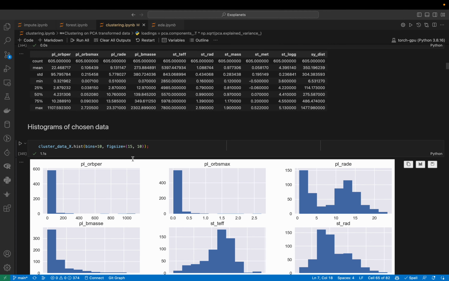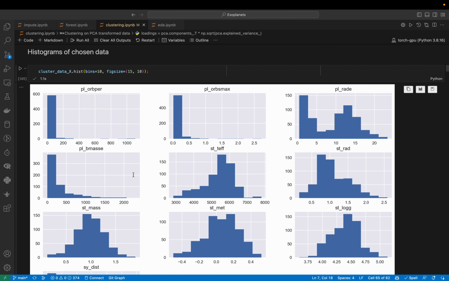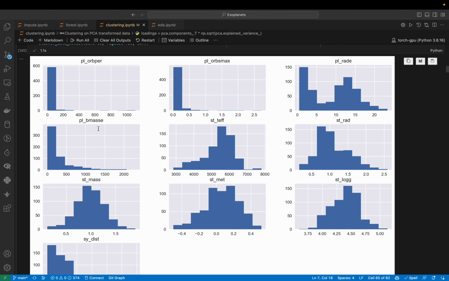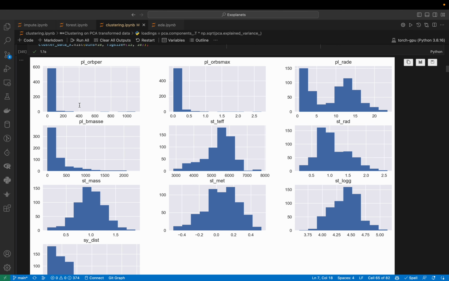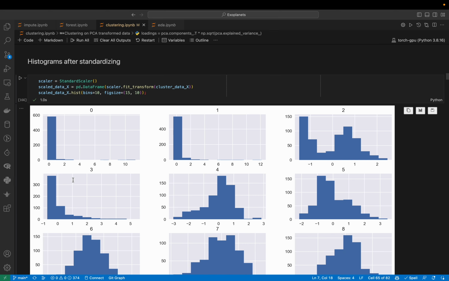Before we go over the clustering procedure, we just have to check the distribution of the dataset, because as you can see, some of the variables are really skewed in nature, namely the orbital period, the planet mass, and the distance to the stars. And this is the standardized version, because clustering requires standardization, and the features have to be around mean 0 and standard deviation of 1. We standardize the dataset, and the histogram looks like this.